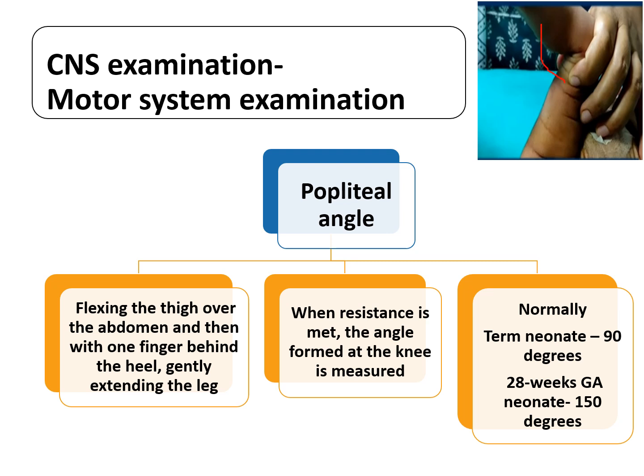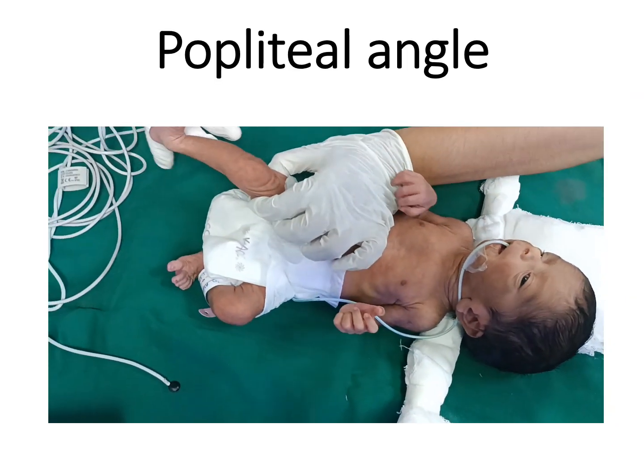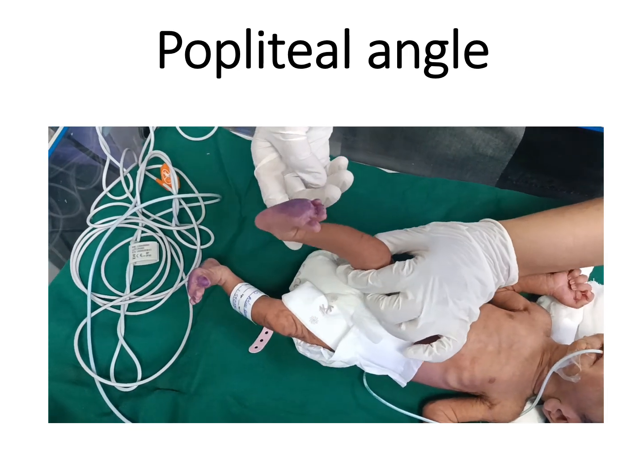And in a term baby this angle is 90 degrees, and in a preterm baby this angle is 150 degrees if gestational age is 28 weeks. So as the prematurity is more, this angle is more, and as the baby becomes mature, the angle will decrease. Details of popliteal angle I have already explained in one of my videos on gestational age assessment. Now in this video you can see how to measure the popliteal angle.